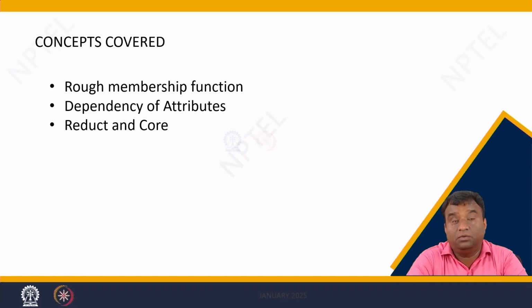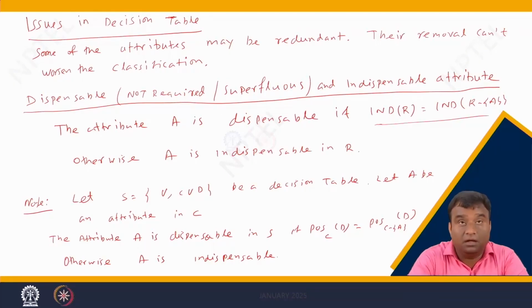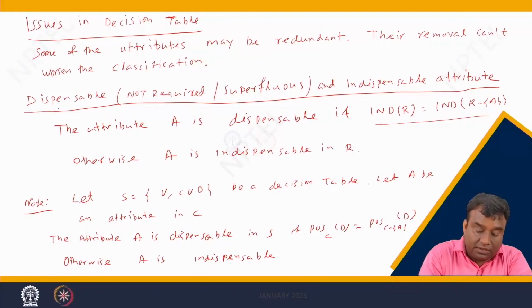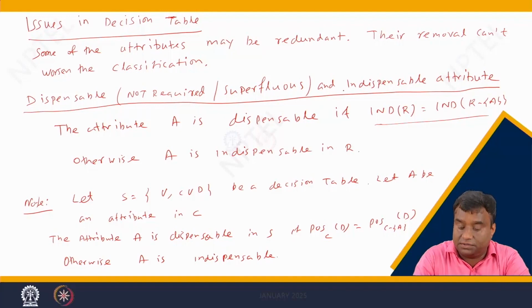So in module 10, we have discussed rough membership functions, dependency of attributes, reduct and core. Here today also we'll discuss the reduct and core etc. So some issues in decision table. Some of the attributes may not be required. Their removal cannot worsen the classifications. The concept of dispensable, which is not required or superfluous.